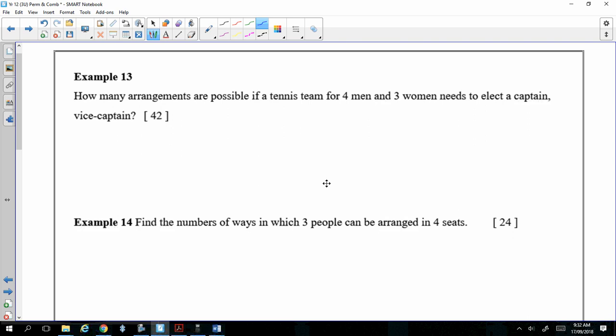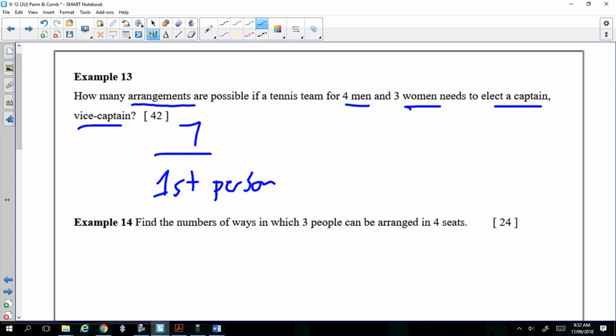7C2. Okay, now this is arrangement, not selection. The order is important. So, how many ways can 4 women and 3 men select a captain and vice captain? What we do is find how many ways the first person could be selected. How many choices for the first person? 7 choices. How many choices for the second person? 6 choices. So altogether there are 42 ways. Okay, good. We're going to do more questions.